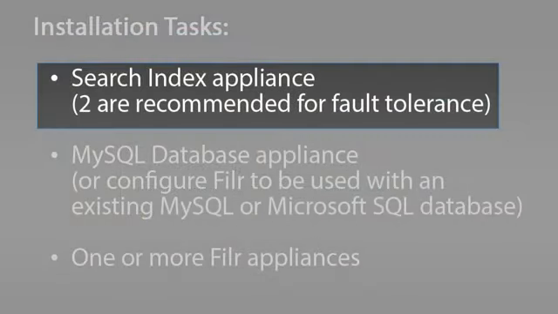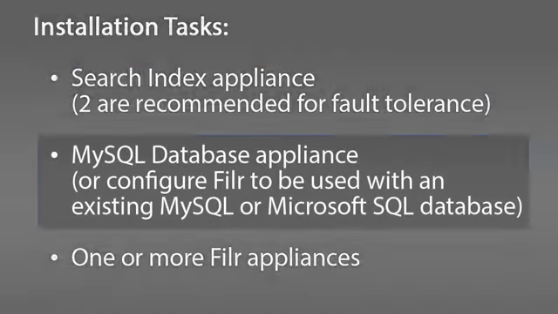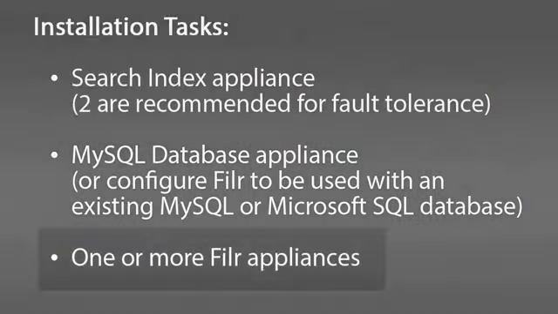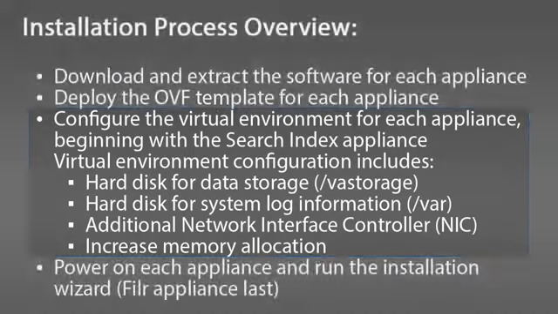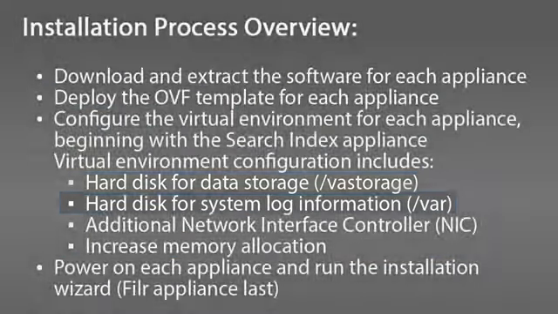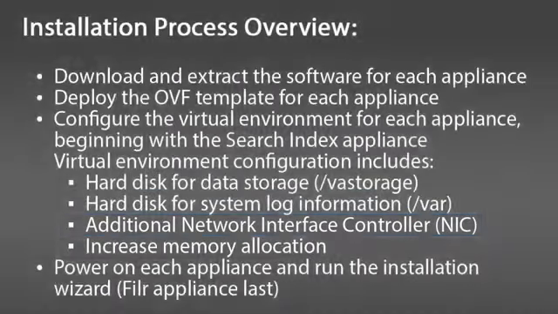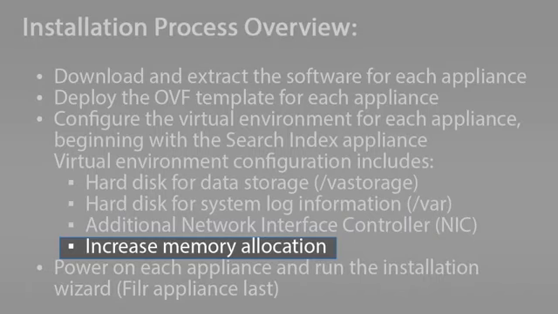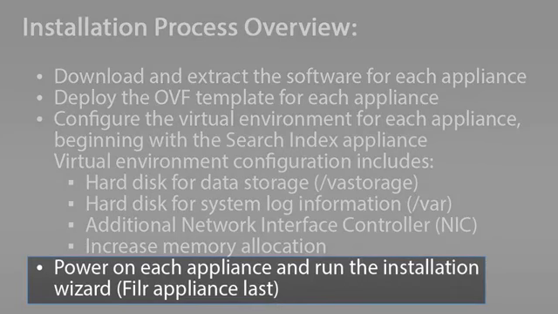Now that the Lucene Search Index Appliance is configured and running, you need to configure the virtual environment and installation for the MySQL database appliance and then for the Filr appliance. Go through the same process for these two appliances as you did for the Search Index appliance. Remember that virtual environment configuration consists of creating a hard disk for data storage, creating a hard disk for system log information, adding an additional network interface controller, and increasing memory allocation for each appliance if required by your environment. It is important that you power on the Filr appliance last after powering on any search index and database appliances.